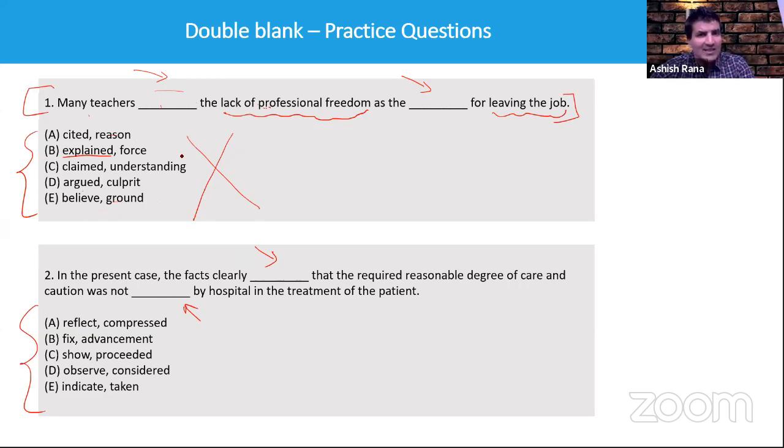Many teachers dash as the force for leaving the job. Definitely wrong. As the understanding for leaving the job, as the culprit for leaving the job, as the ground for leaving the job. Not really, but this belief is wrong. Look at the options here, see, these options were so bad. Force, understanding, culprit, they can never be the answer, right? At least that much we can say. Now, of the two remaining options, the best option looks to be the A option.